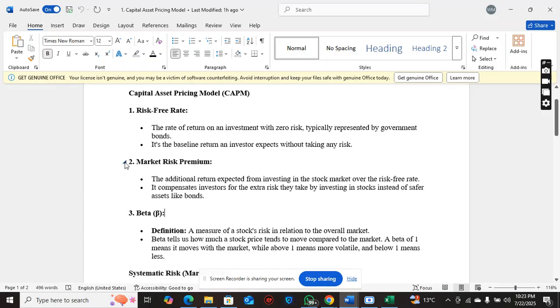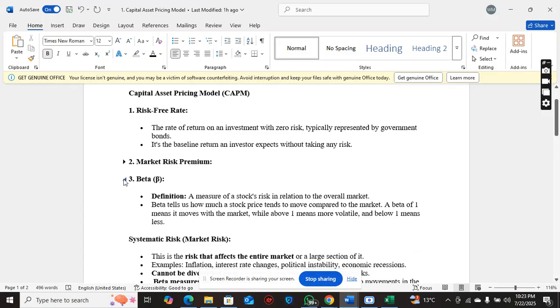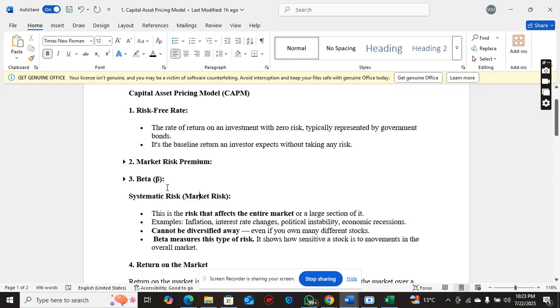Okay, before we come to market risk premium, first let's look at equity beta. Okay, beta measures risk, the risk of the shares for that company. The higher the beta, the higher the risk attached to those shares. The lower the beta, the lower the risk attached to those shares.